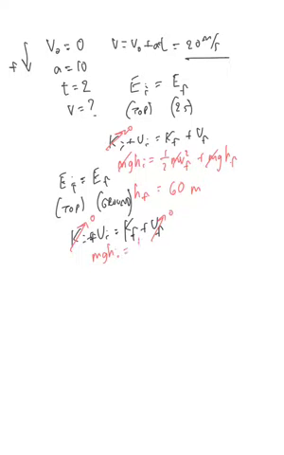And then same as before, just set up the formulas. mgh initial is equal to 1/2 mv squared final. Cancel out the m's and solve for the v, and you should get a final speed of 40 meters per second.